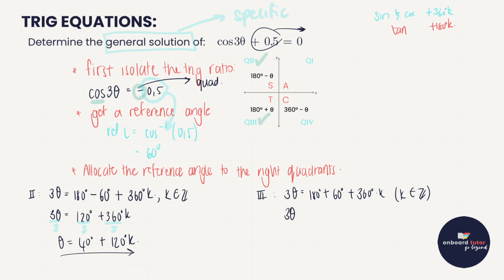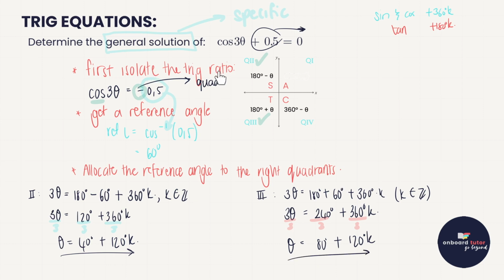Okay, on this side, 3 theta is equal to 180 plus 60, that's 240. And then we're going to do the same thing. We want to divide everything by 3. And we end up then with theta is equal to 80 plus 120k. So that's how the general solution works.